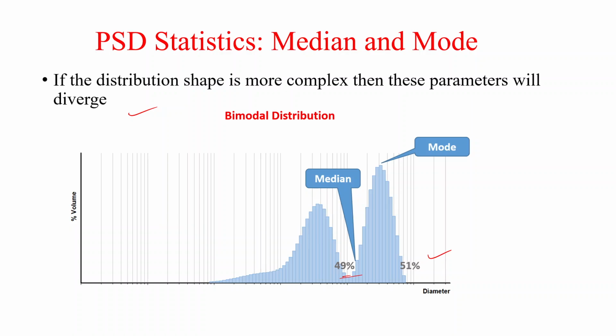This is because of the decimal point approximation. Otherwise, the median is indicating that 50% of the particles are less than this size and 50% of the particles are greater than this size. This is also known as the D50 value.